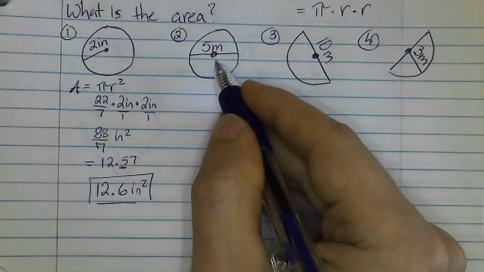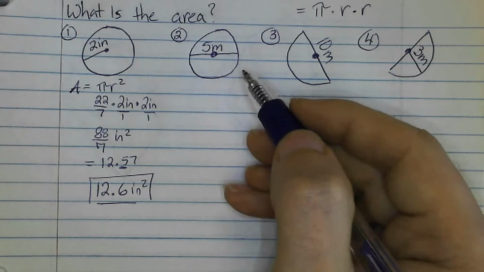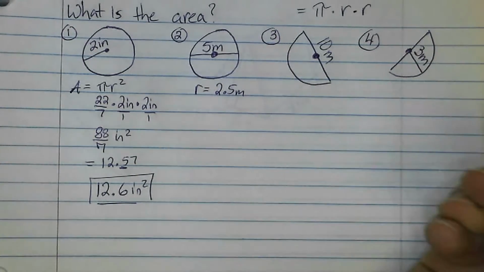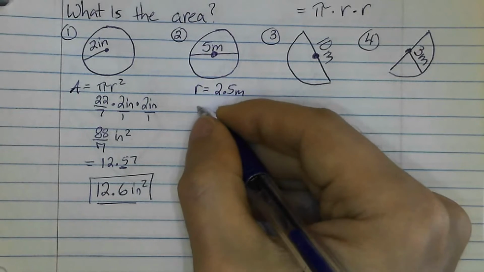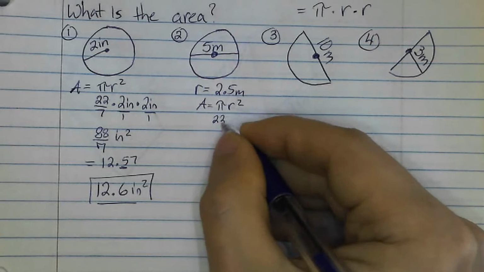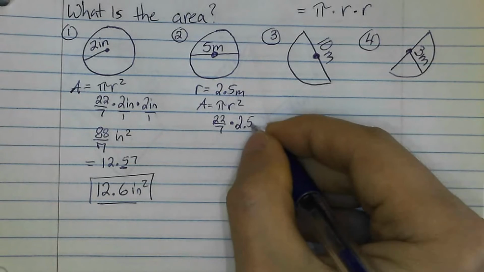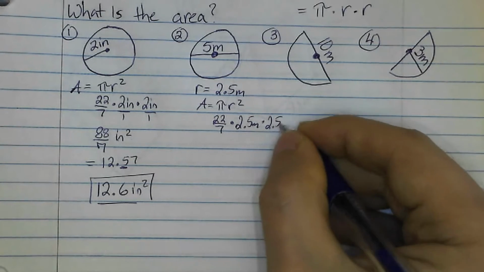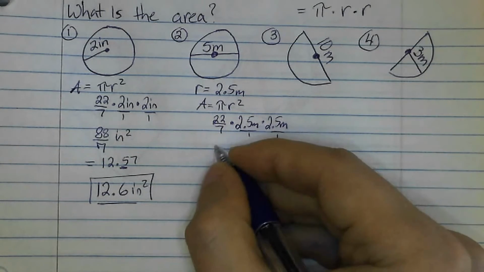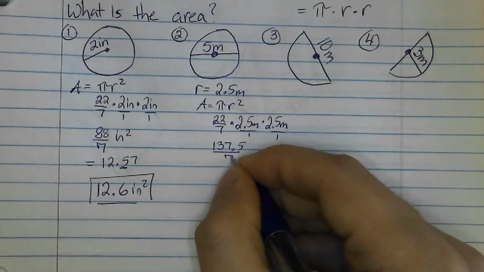Now for the next one, I have a diameter here. Before I do anything, I need to come up with the radius, which is half that. So 5 divided by 2 is going to be 2.5, so my radius is 2.5 meters. So I end up with area equals pi times radius squared. So I have 22 over 7 times my radius, which is again 2.5 meters, times 2.5 meters. I can make those fractions if I want to by putting them over 1. When I multiply straight across, I end up with a numerator of 137.5 and a denominator of 7.